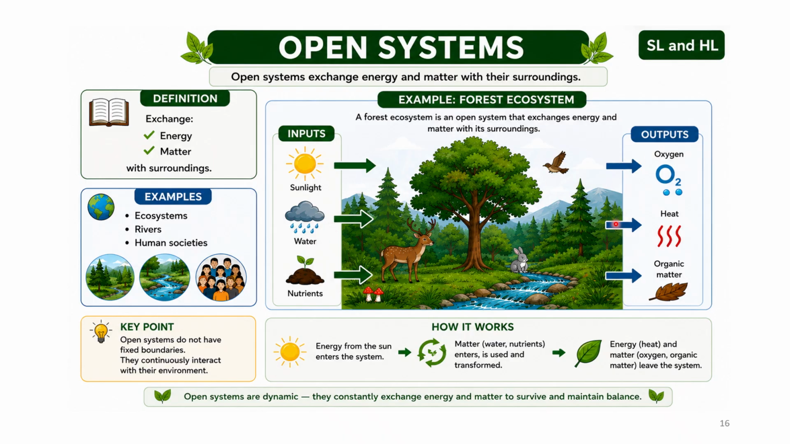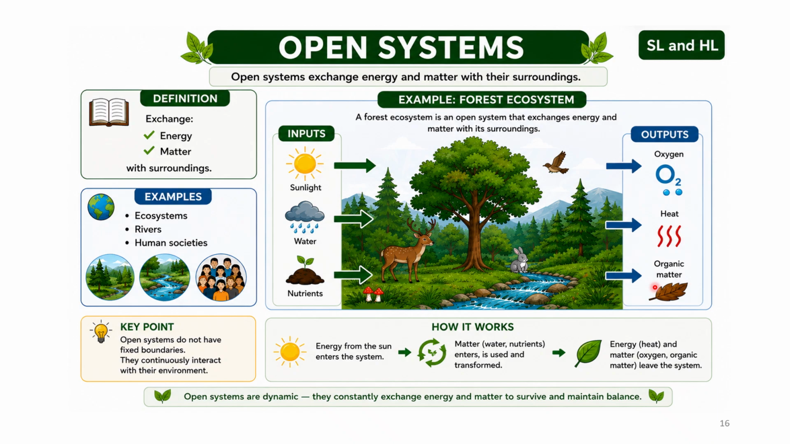The system also produces outputs. Oxygen released during photosynthesis enters the atmosphere, heat energy is lost during respiration and other metabolic activities, and organic matter such as leaf litter may leave the system through wind, water movement, or decomposition processes.